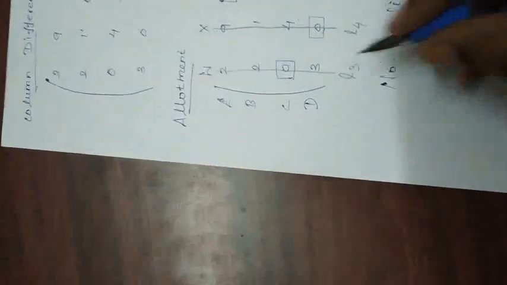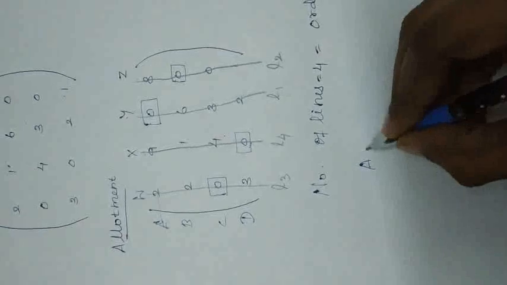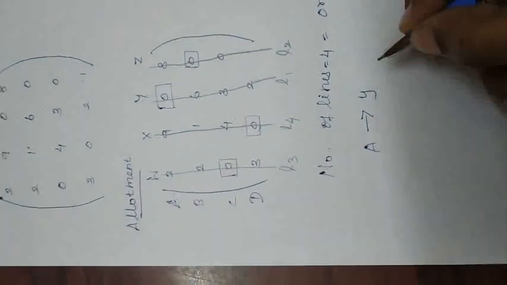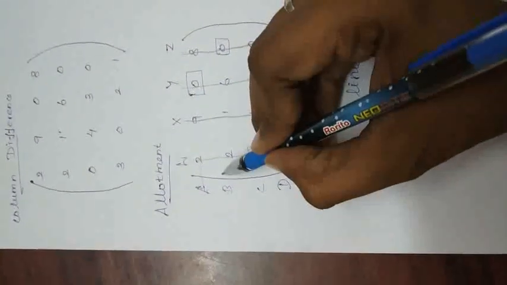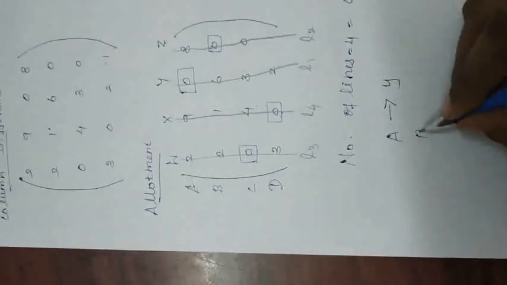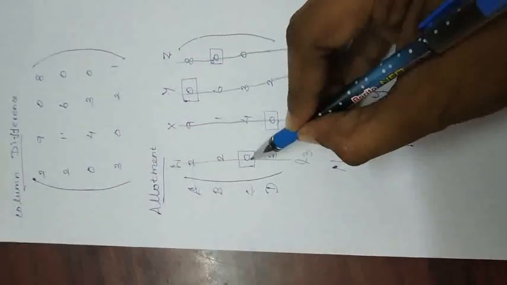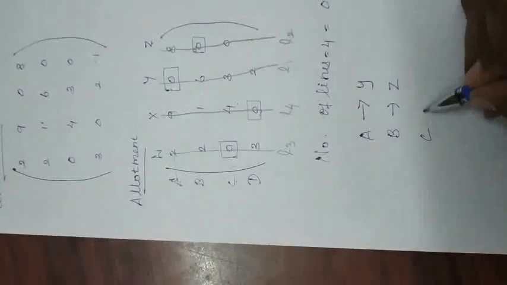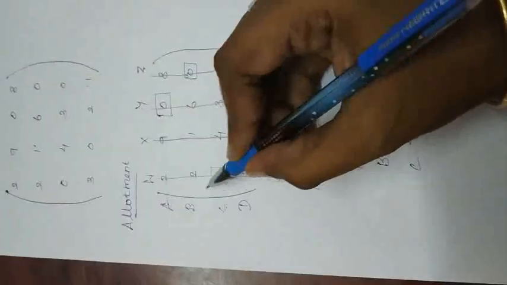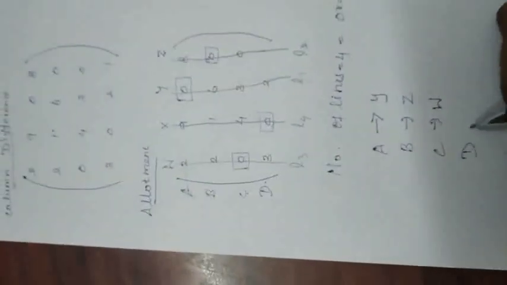Hence, the optimal assignment is A is allotted to Y. B is allotted to Z. C is allotted to W. And then D is allotted to X.